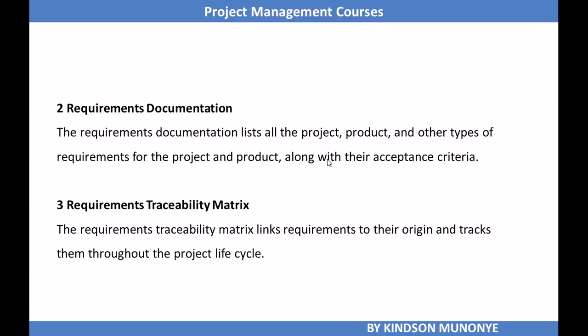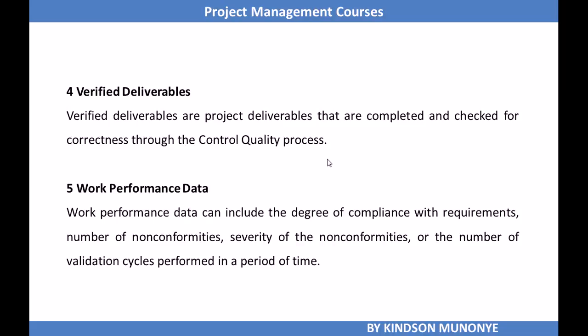Requirements documentation is also an input to Validate Scope. The requirements documentation lists all project, product, and other types of requirements for the project or the product, along with the acceptance criteria. We also need the requirements traceability matrix, which links requirements to their origin and tracks them throughout the project lifecycle. Another input is verified deliverables.